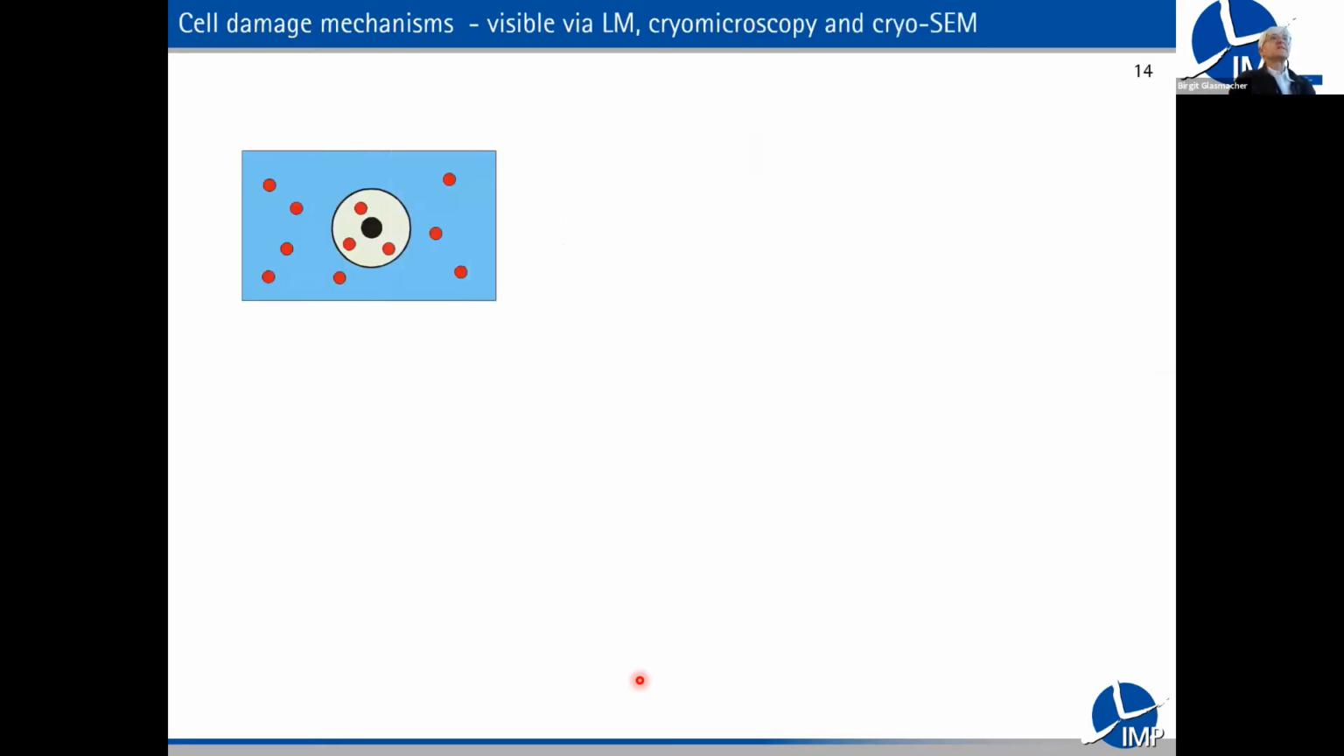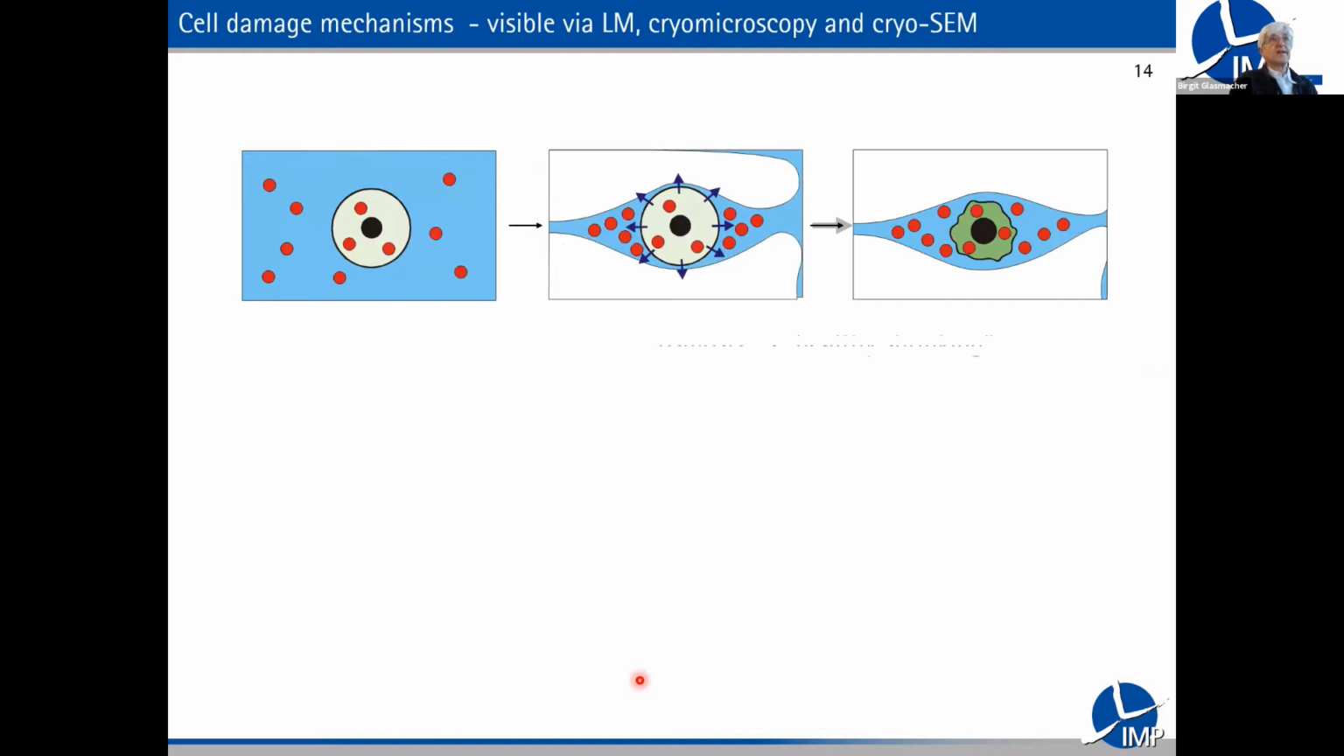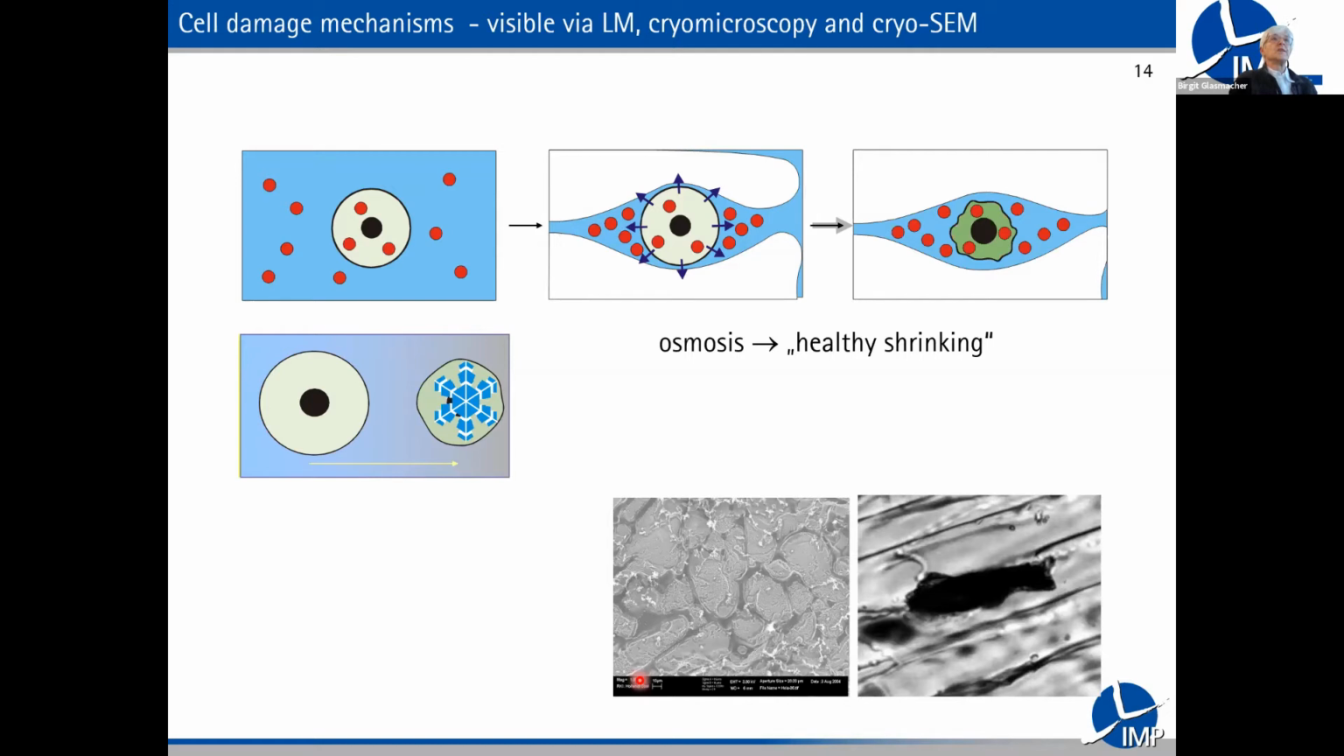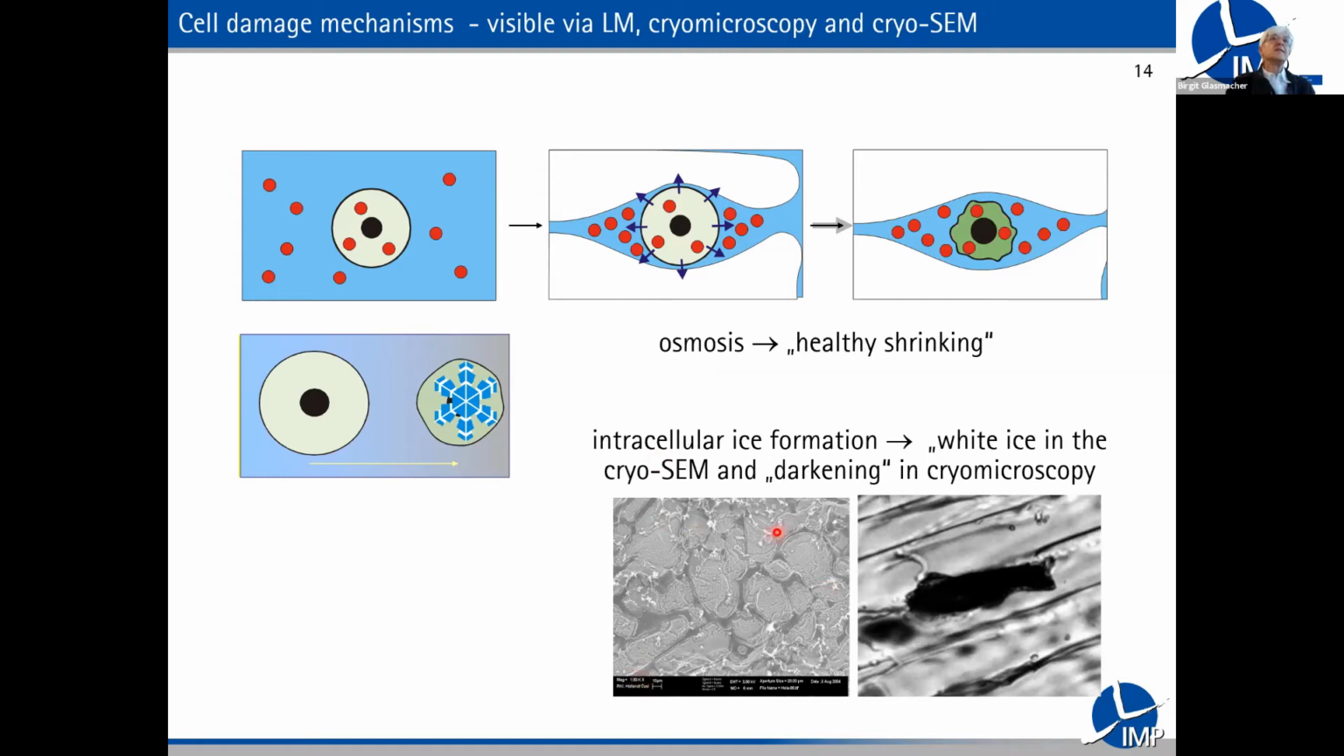Now, if we do this freezing, you already saw that we have one effect, this osmotic shrinking. As I always say to my students, we would like to have the healthy shrinking. If we freeze too fast, we have what we heard in the first lecture today, the intracellular ice formation. And how can we see this, or can we observe this? Yes, we can. Here we see the intracellular ice formation in the cryo-SEM. These are red blood cells, and the white stuff is the ice. And here we are in the cryo microscope, and we see the darkening of a heart muscle cell.